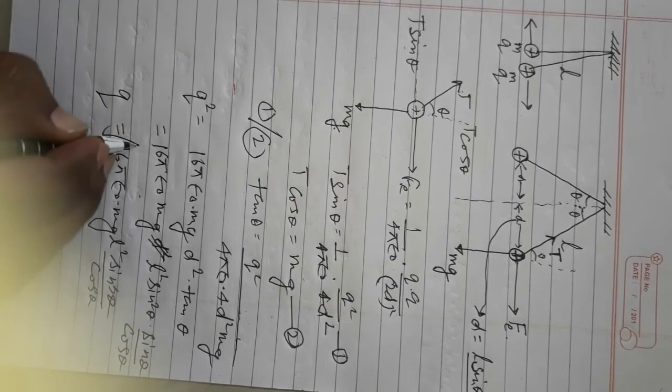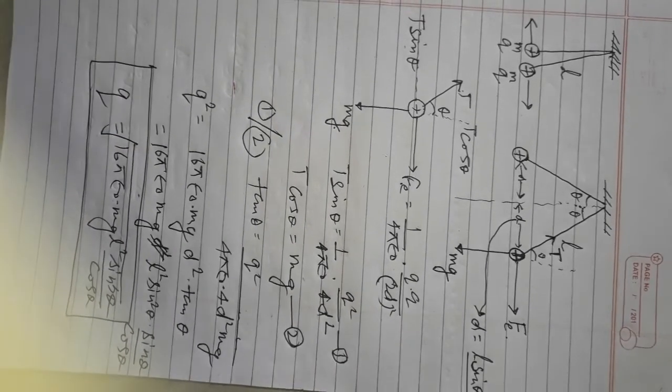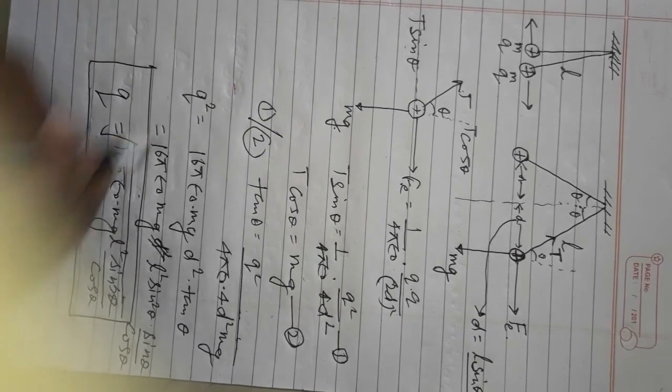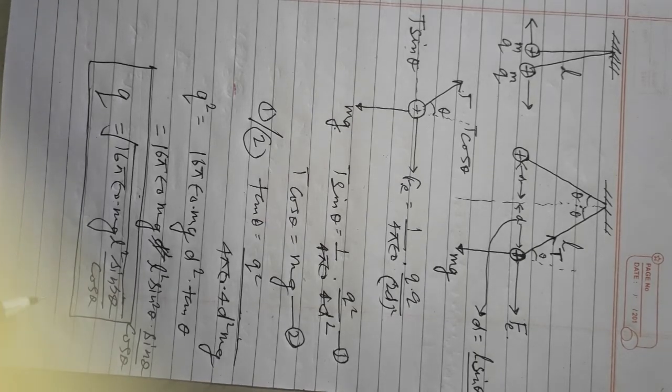This is q square, and if I put an under root around it, since it is q square, there will be an under root on the right hand side. This is the result that we are looking at.